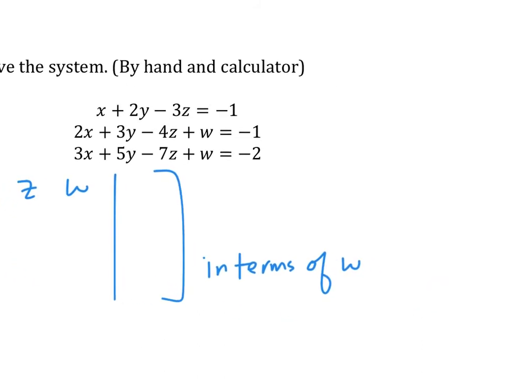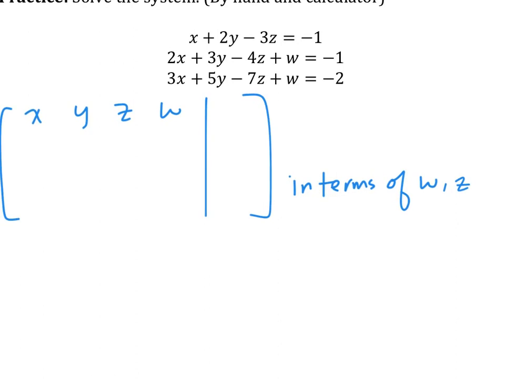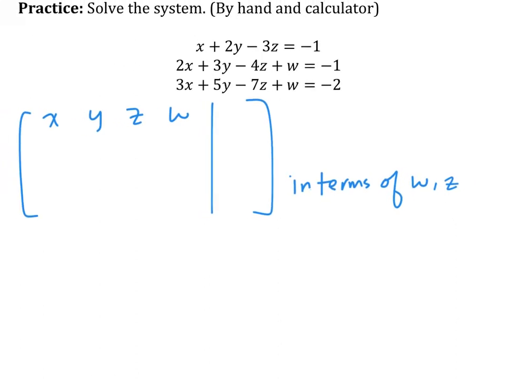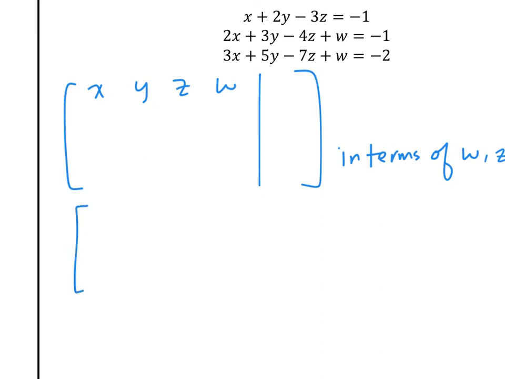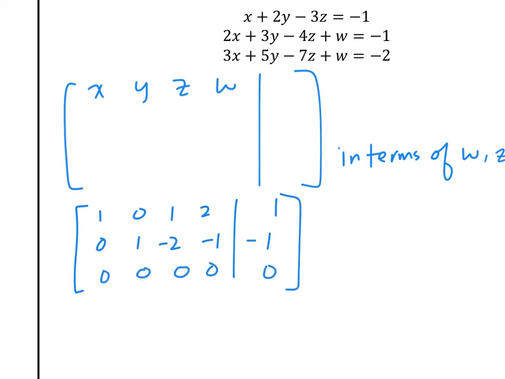Okay, so this one is missing a few variables. So in terms of W and Z. Okay, so I think you would have the answer like this: 1, 0, 1, 2, 1, 0, 1, negative 2, negative 1, negative 1, and then 0, 0, 0, 0, 0. So actually you only have two equations, but 4 unknowns. You didn't get that? You didn't?